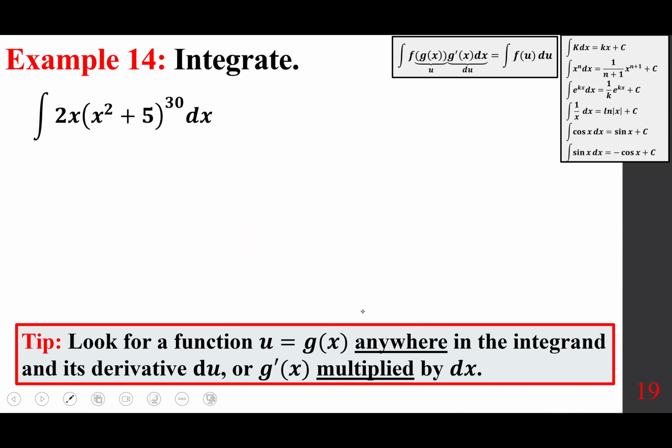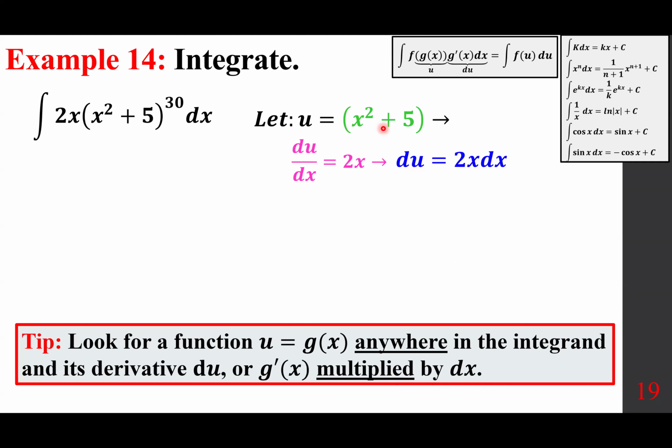We're going to get to substitution, and the tip is look for this function u equals g of x anywhere in the integrand and its derivative du, or g prime of x multiplied by dx. When we are dealing with polynomials, the more complicated one, in this case x squared plus 5, is a choice of you. You have to write what is u before you get to du. So the derivative is 2x, du dx is 2x, and du is 2x dx.